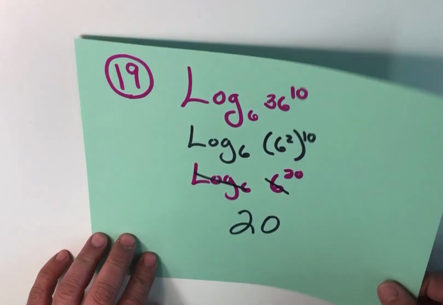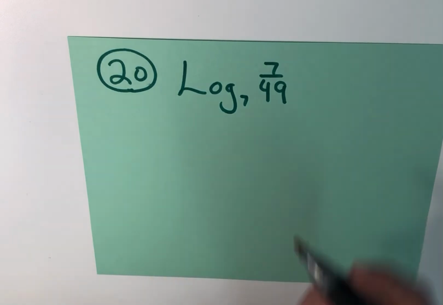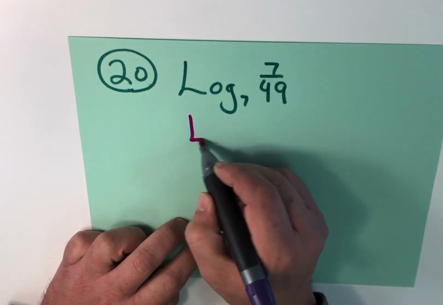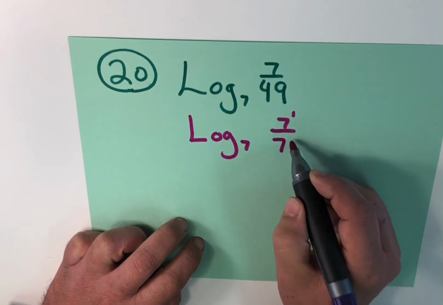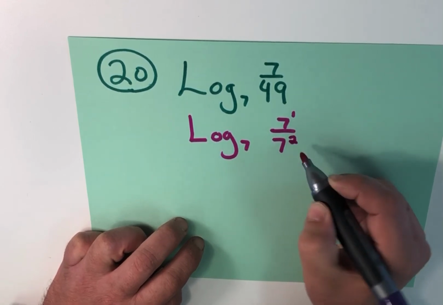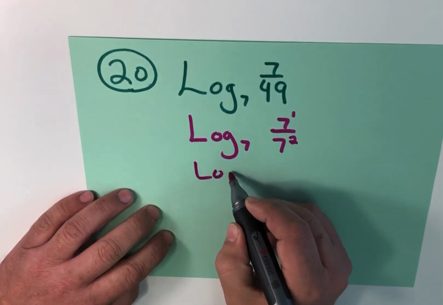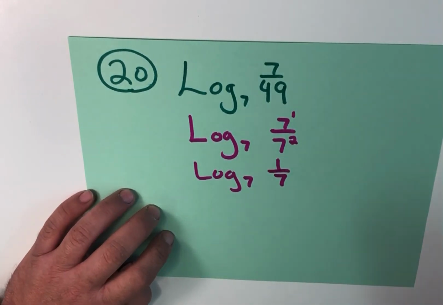Getting the hang of it? Well, let's try a couple more, and then by then we shall call you experts. Here we go again, except this time I've given you a fraction. But I do notice that 7 and 7 are the same, and 49 is 7 squared. Interesting. Let me rewrite this as log base 7 of 7 to the 1 power over 7 to the 2nd power. And you're going to notice that this is going to be log base 7 of 1 over 7 because you subtract. Now, of course, you could have easily reduced this to 1/7 and would have given you that as well.